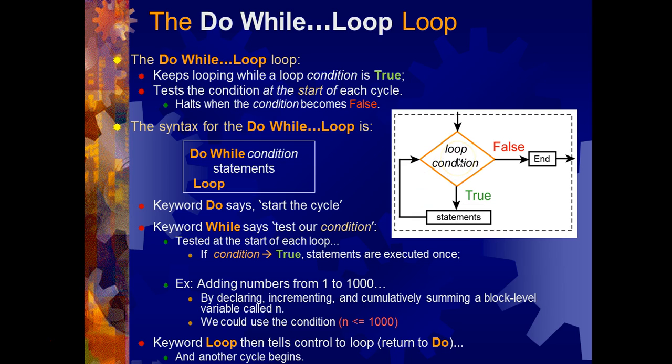And here's the flowchart. So if the loop condition is true, we run the statements, keep going. If it's false, we end. The keyword loop then tells the control to go back up here, return up to do, and another cycle begins.